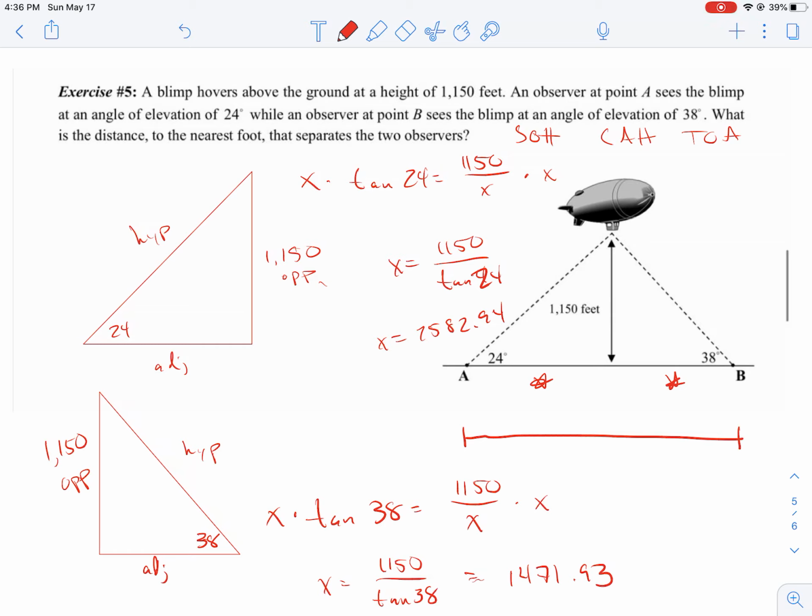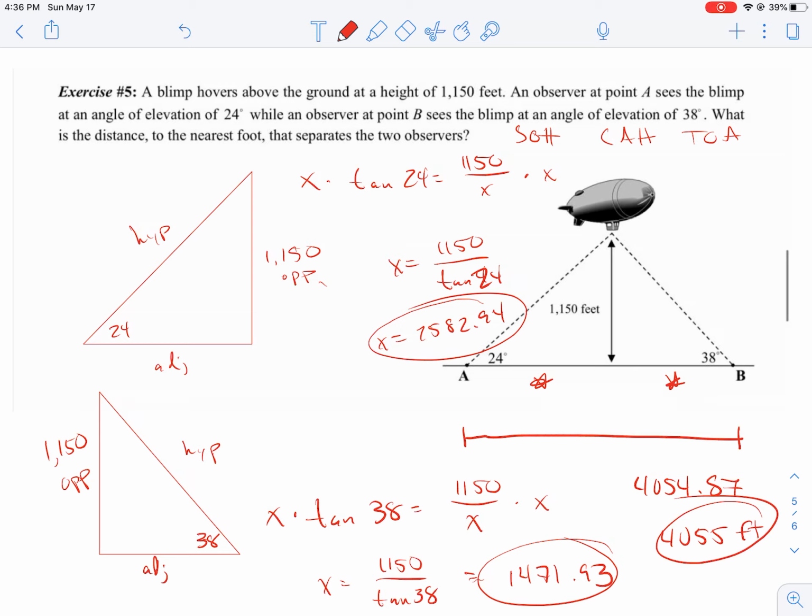To get the most accurate answer, when I add 2582.94229 and this number together, you get 4054.87. It says to the nearest foot, so 4055 feet. And that is your answer.